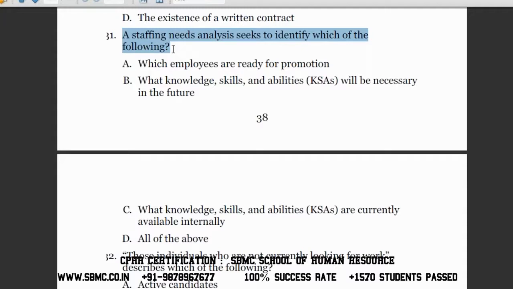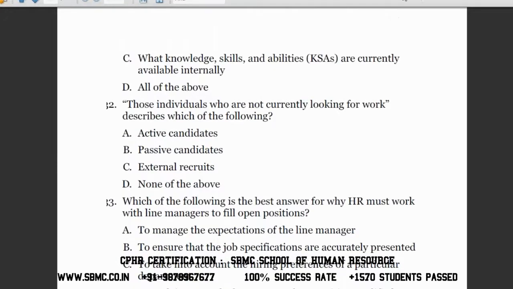D, all of the above. Right. Yeah, it's a very easy question. None of the above. And those who are not currently looking for work are a passive candidate. But passive also means I may not be actively looking, but if something comes my way, I'll take it up, no? That's why it is not written here: currently looking for, not currently looking for work. This is the definition of passive. Right, okay.